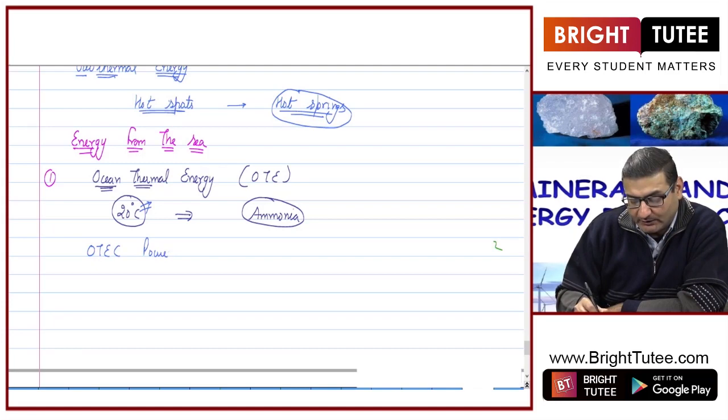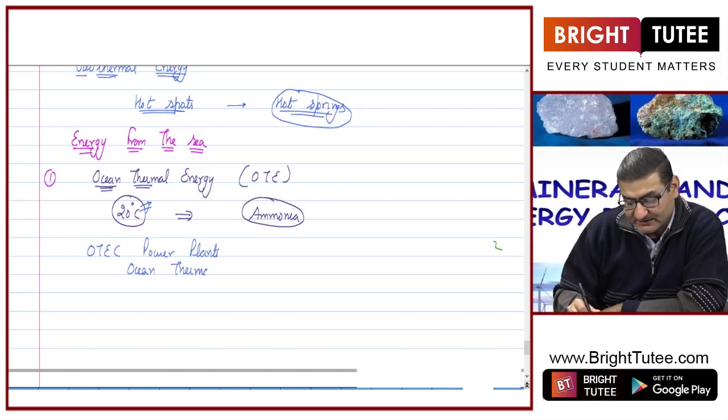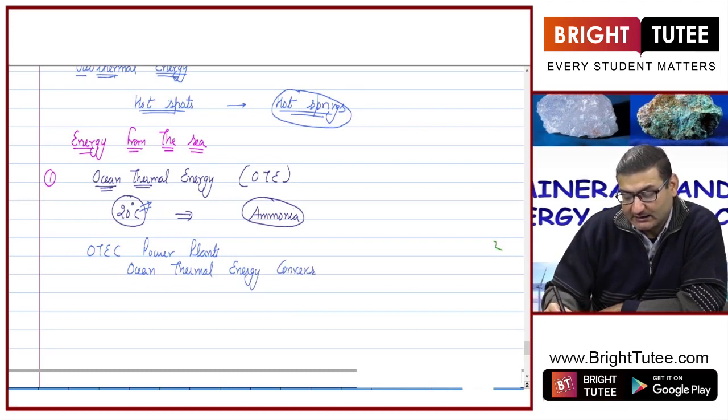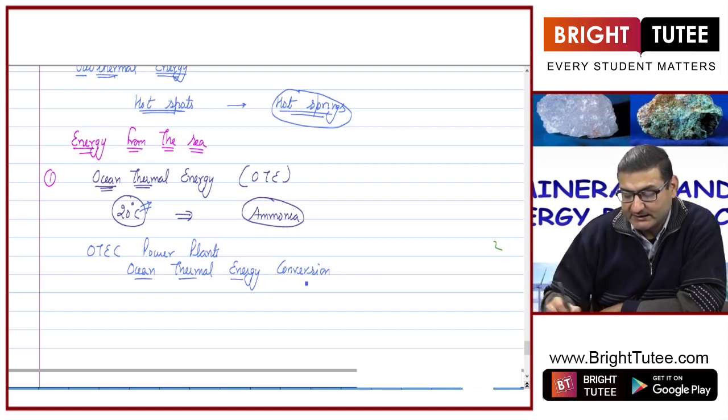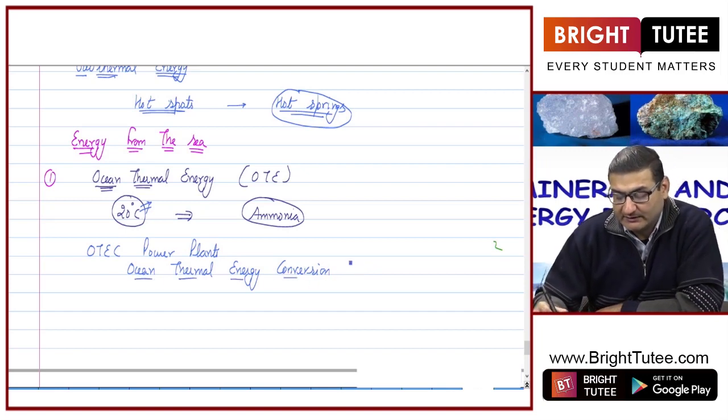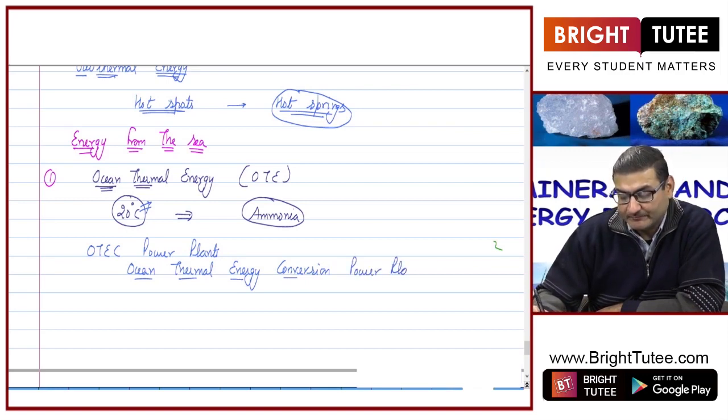You need to know the full form of OTEC. OTEC is Ocean Thermal Energy Conversion power plants. These are the power plants where the ocean thermal energy is produced or converted into electrical energy.